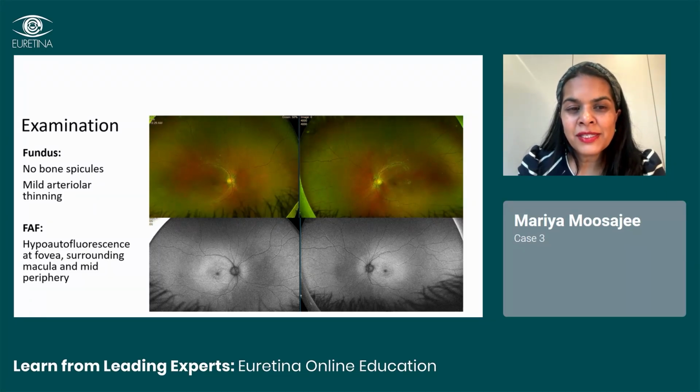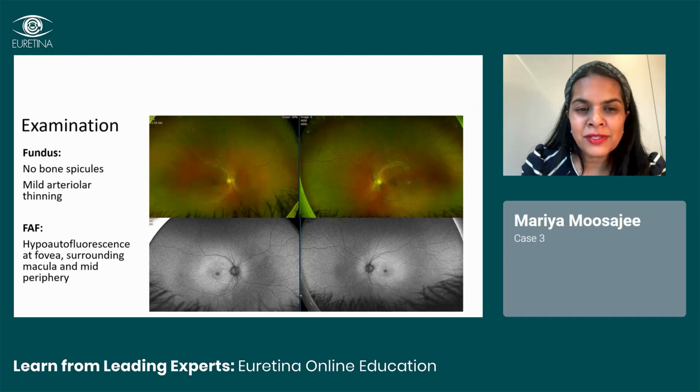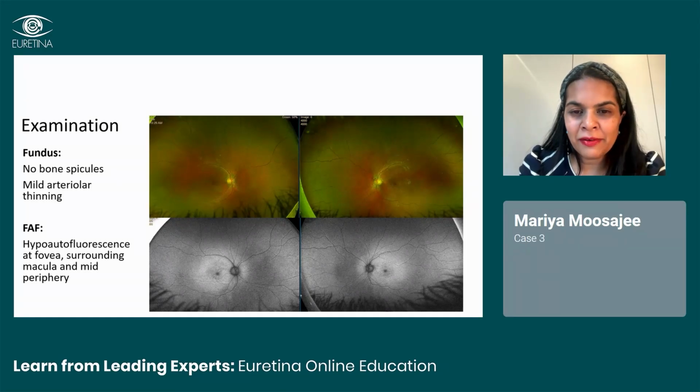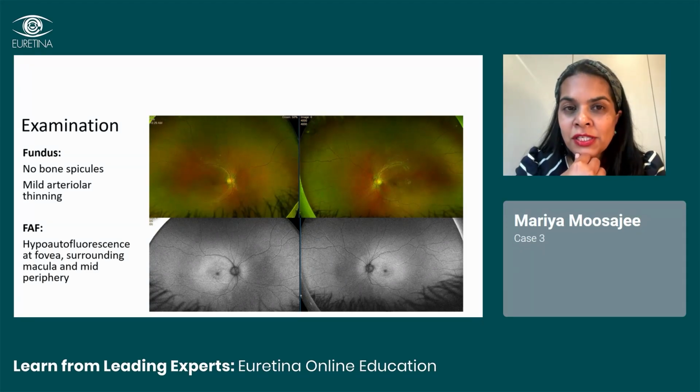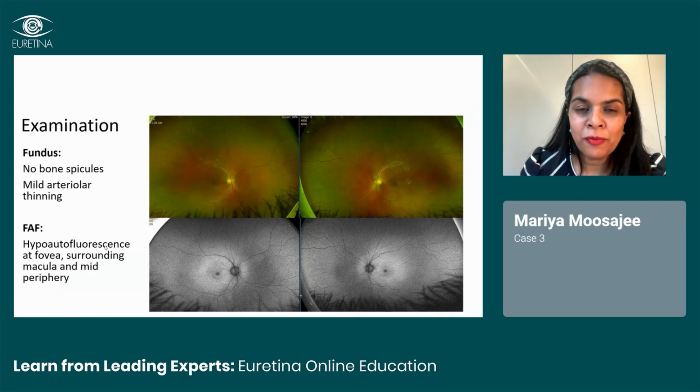Fundus autofluorescence showed a hypoautofluorescence at the fovea and a kind of a surrounding ring around the macula in the mid-periphery, but nothing hugely striking. There are subtle signs there. So I'm going to just pause there and I'm going to ask you, what are you thinking at this point? So pop it in the poll for me.